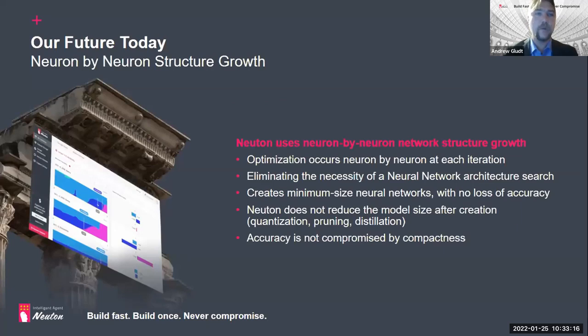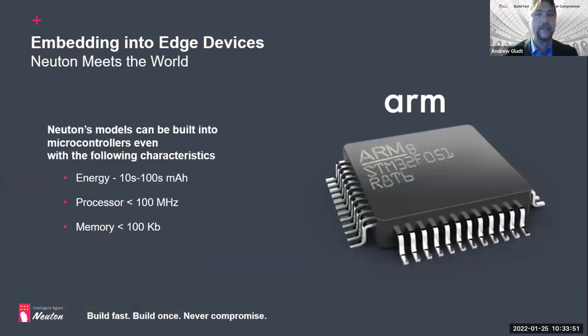When we look at the framework of Newton, we take a neuron by neuron structure growth, starting with one neuron and building and doing cross-validation along the way. We also eliminate the need to do neural network architecture search. We also help reduce the model size without having to leverage some of the other techniques on the market. And the models aren't compromised by the compactness.